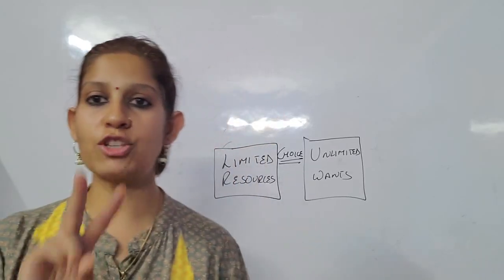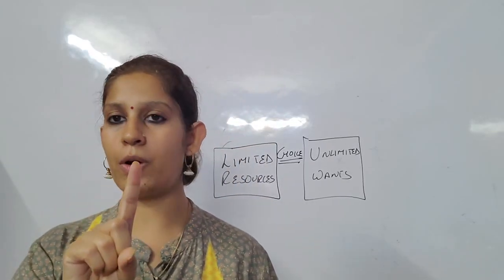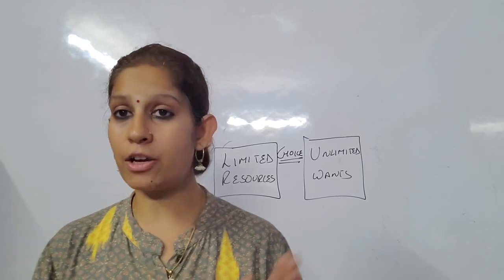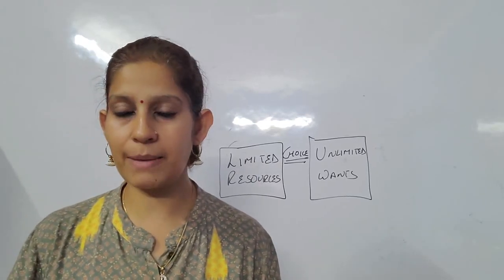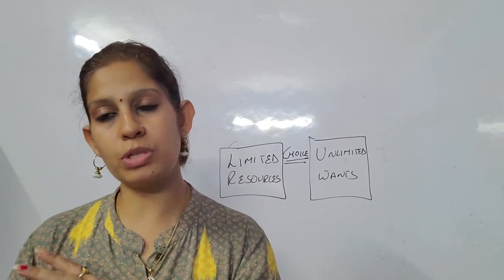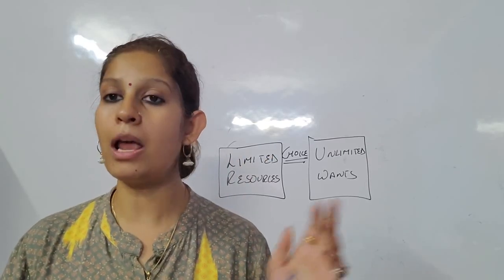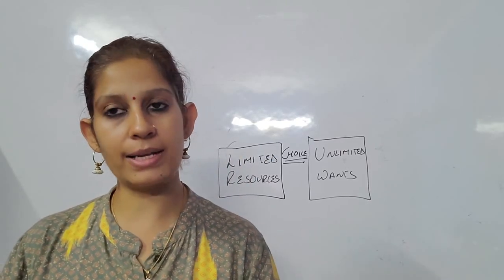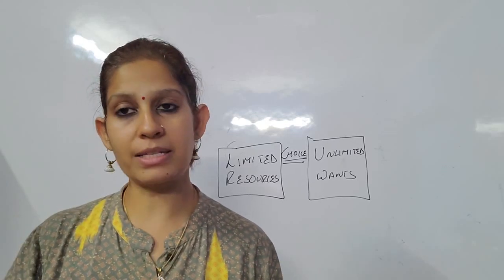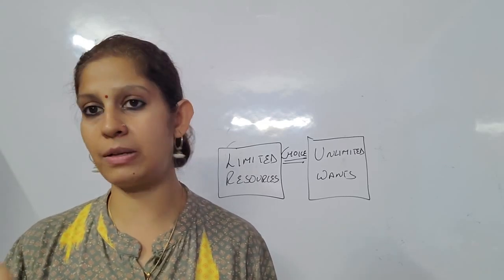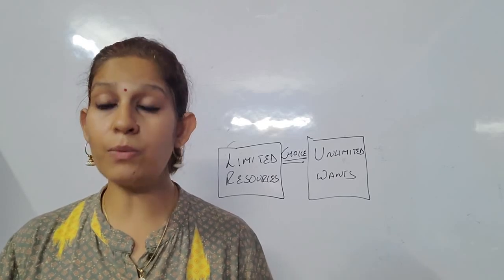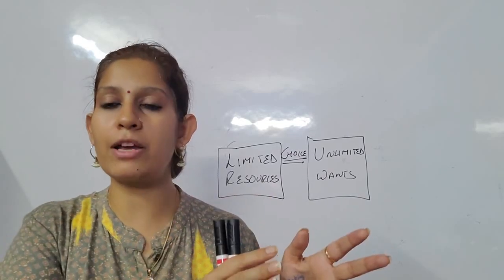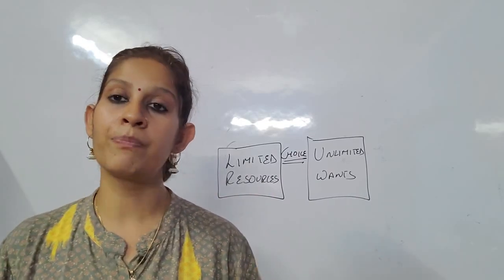Now economics has two branches. One is micro, another one is macro. Microeconomics is in the +1 syllabus and macro is in the +2 syllabus. We have two parts in +1: one is microeconomics, another one is statistics, and we have two parts in +2: one is macroeconomics, another one is Indian economy. So here we will first talk about what is microeconomics and what is macroeconomics.